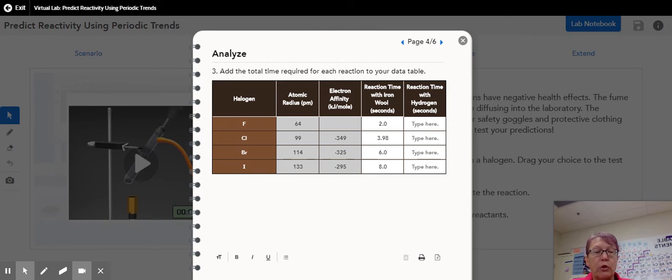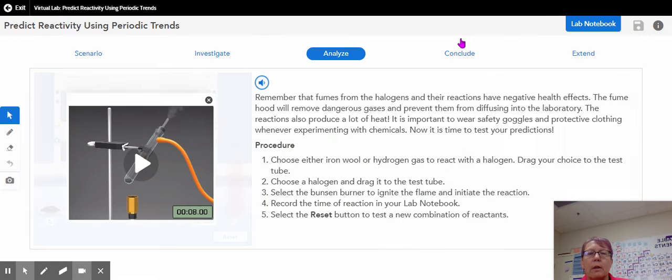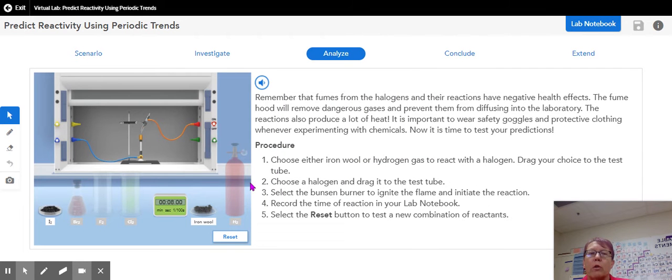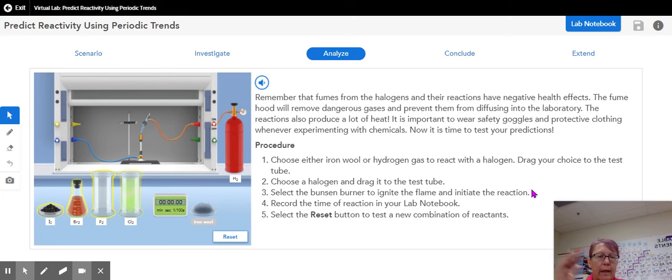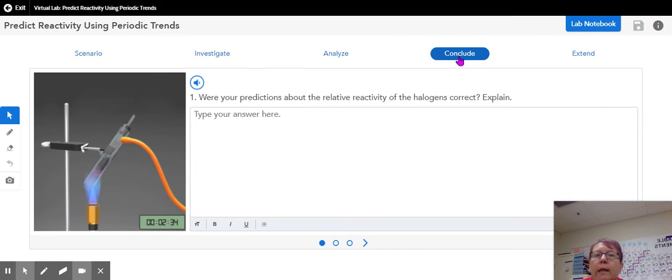What I want you guys to do on your own is to go in and do the other combination. So you'll reset, you're going to do hydrogen gas and then the 4 different halogens. Okay, and then you're going to put that data into your lab notebook. And then we're going to move on to conclude. So what we're going to do here is we are going to say, were your predictions correct about how quickly they react? Explain your answer.